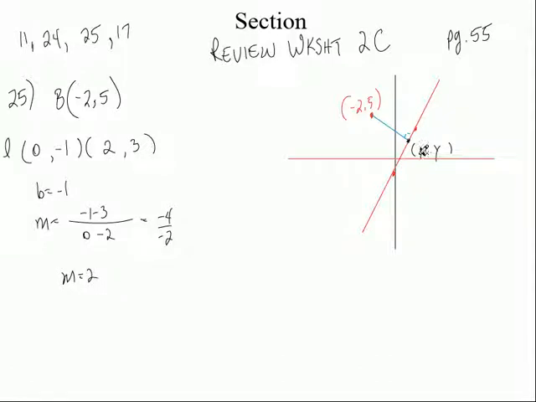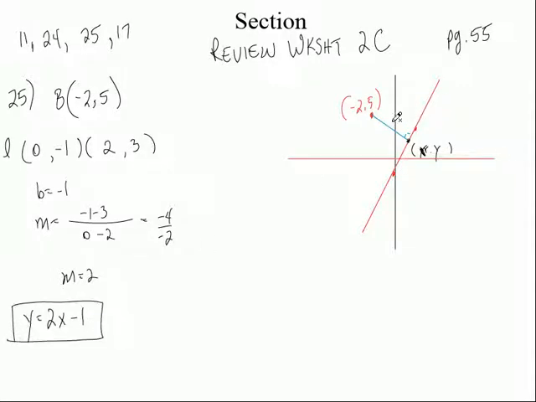It's 2. Now if you wanted to, you could have just counted up and over. That's fine, but I just put the points in. So what's the equation of this red one right here? It's y equals 2x. What was my y-intercept? Minus 1. So that's the equation of that red one that they give you.